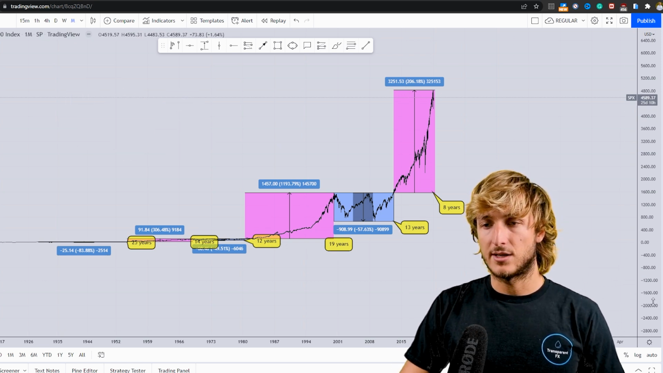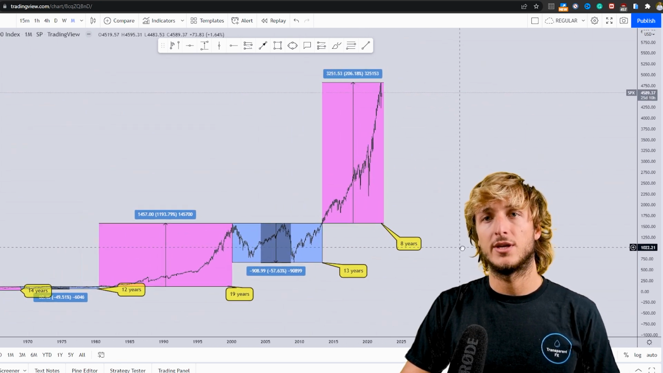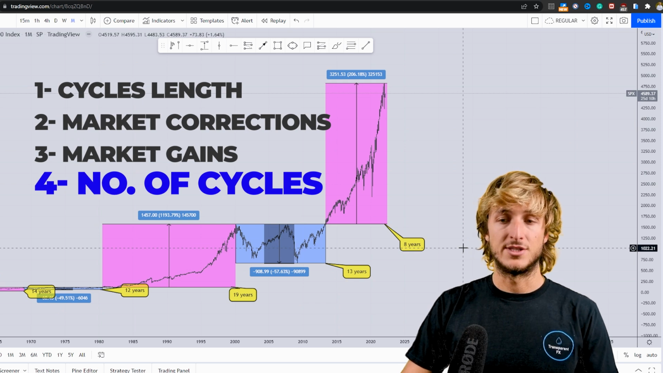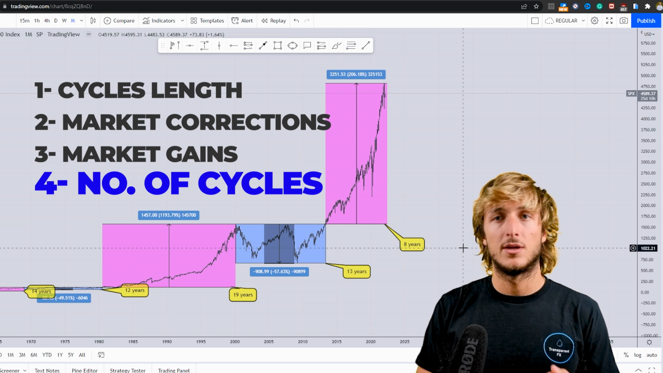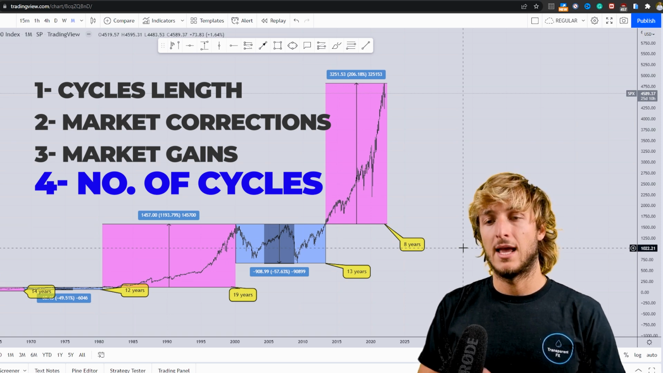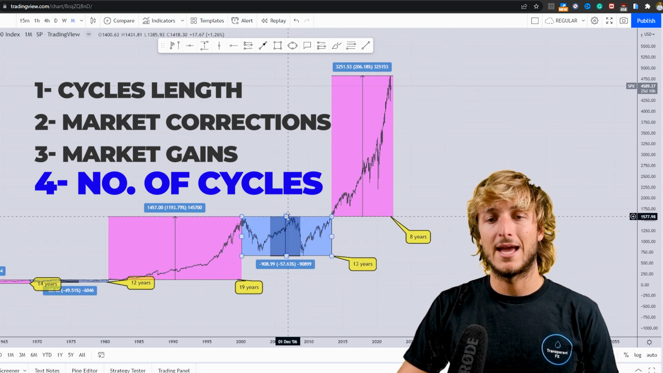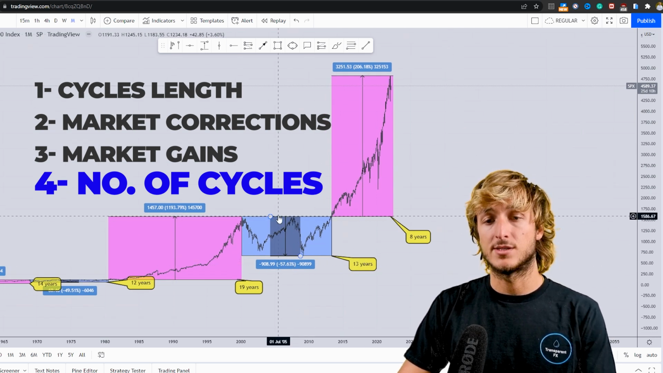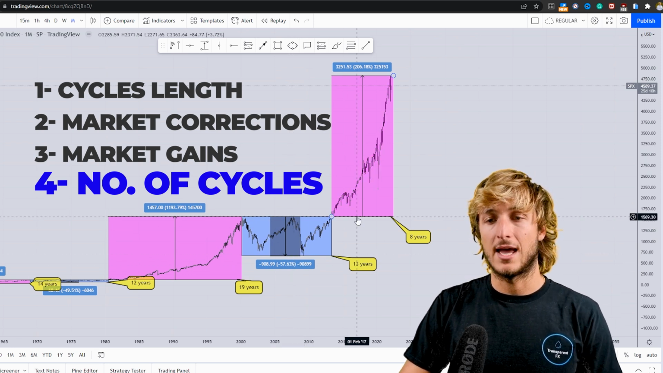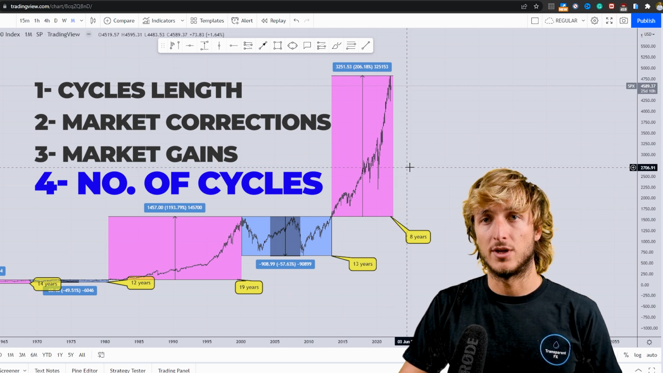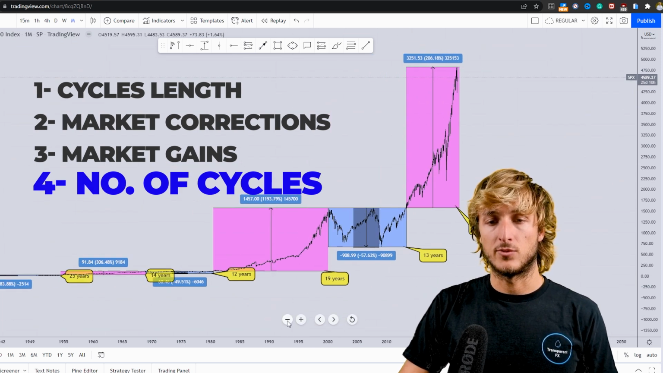So let's start by defining what I have taken into account. What I measured is the length of the cycles, so both of the ranging and, let's say, correction cycles, and obviously of the bull cycles. I have also measured how much the market has corrected percentage-wise during a range and accumulation phase, and how much we have gained during these bull cycles, and overall how many we had.